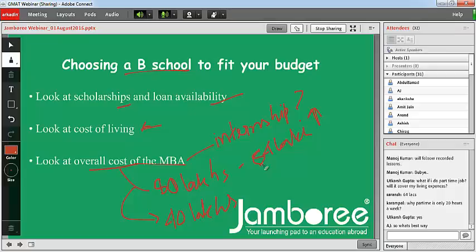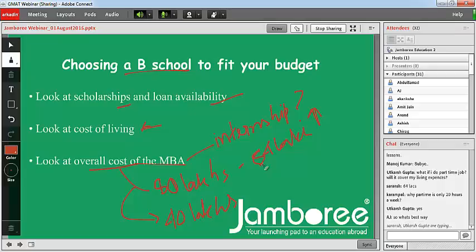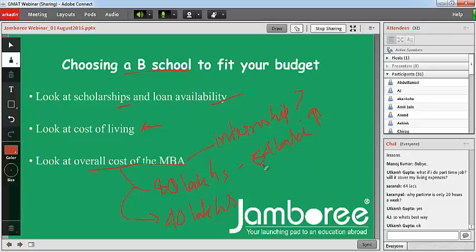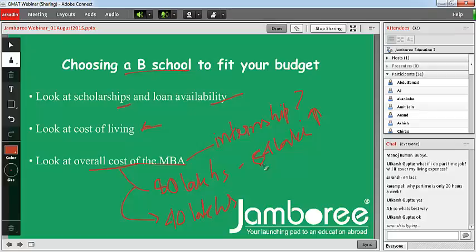Karampal, okay, your question is why part-time is only 20 hours per week. Okay, Karampal, that is the law. Now I don't know why that is the law, but that is the law. By law, international students on a student visa can work only for 20 hours per week.